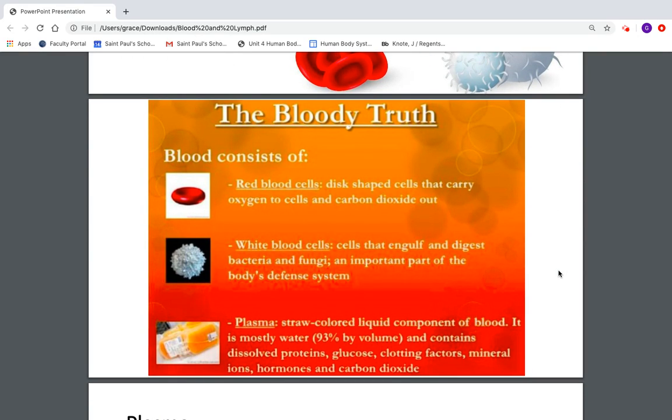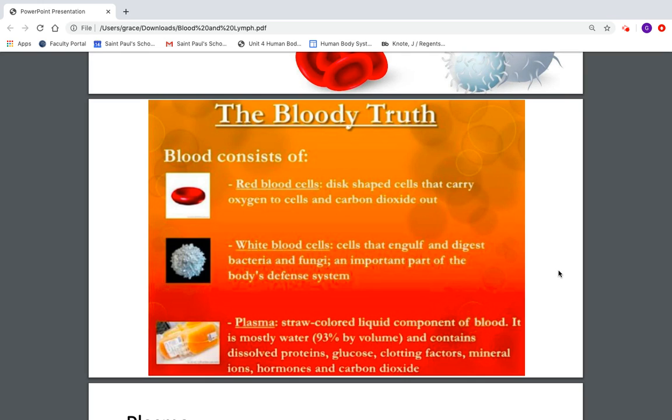Red blood cells are the disc-shaped cells that actually carry oxygen to cells and carbon dioxide out of cells into the lungs for exhalation. White blood cells are cells that engulf and digest bacteria and fungi. White blood cells are a very important part of the body's defense system.